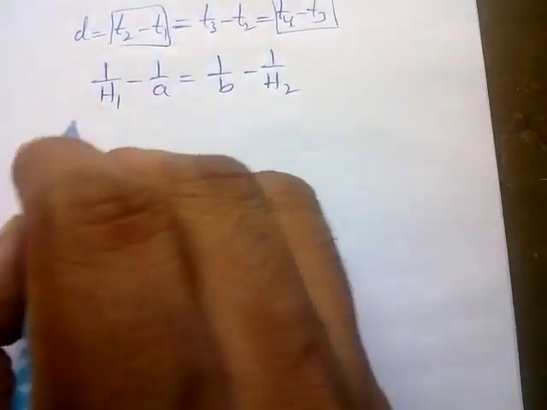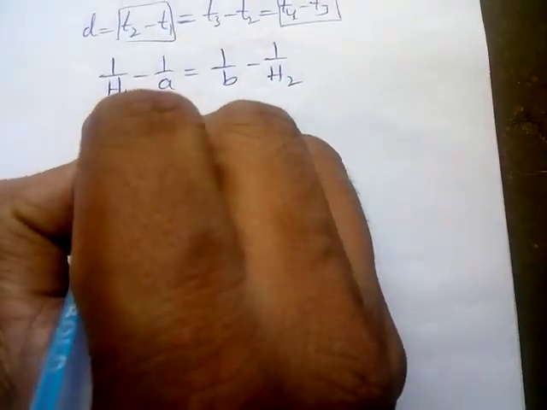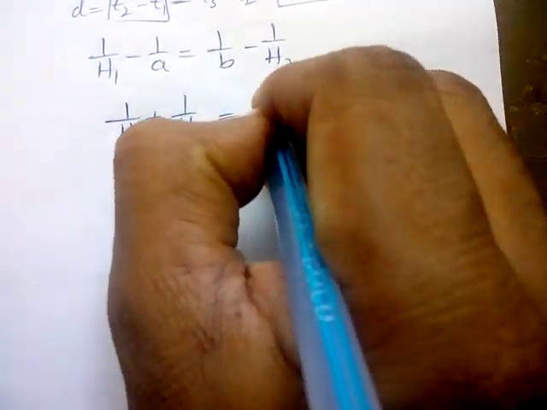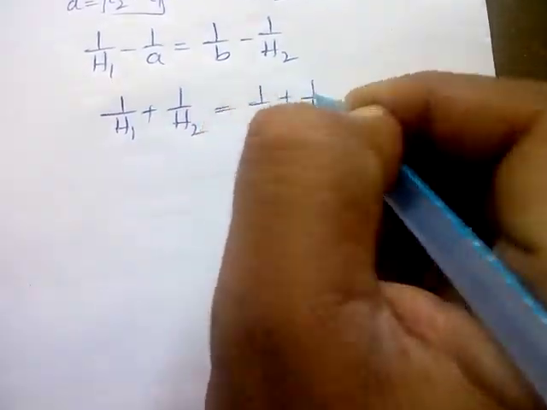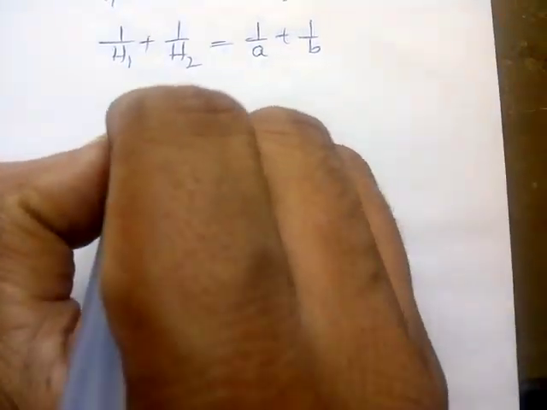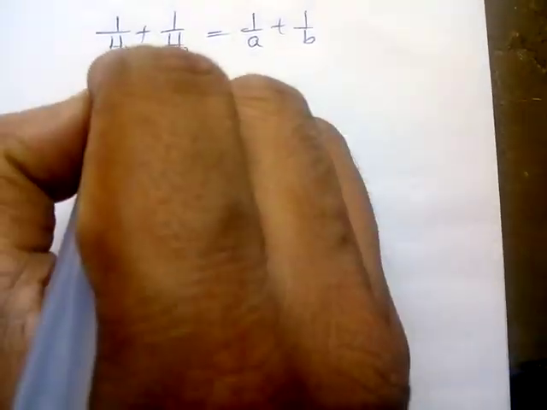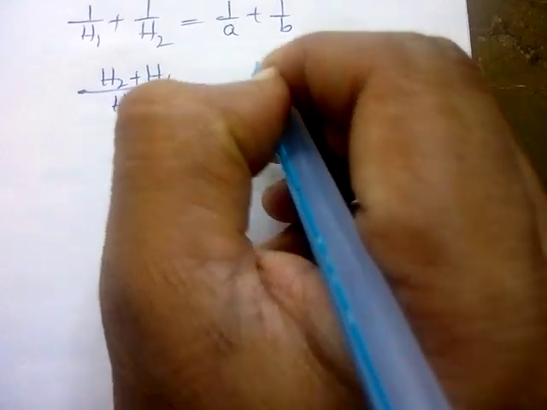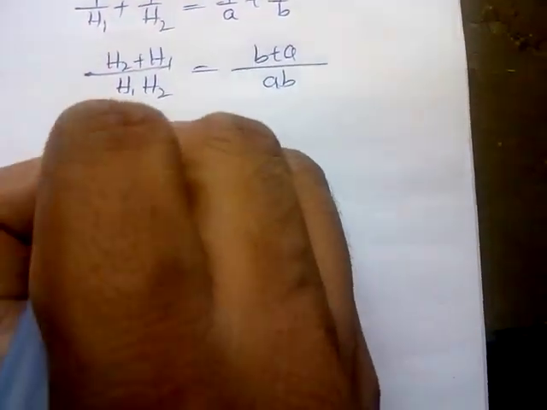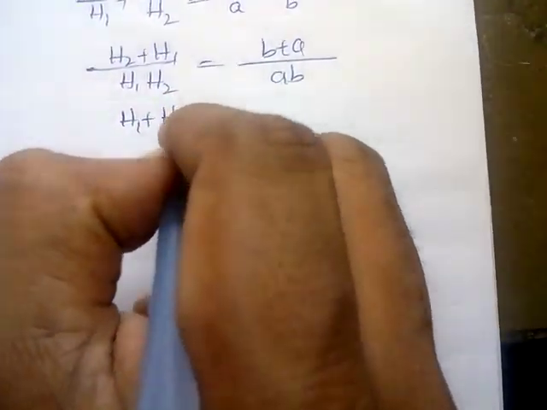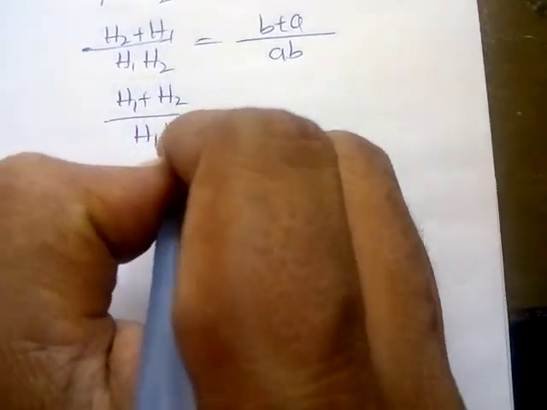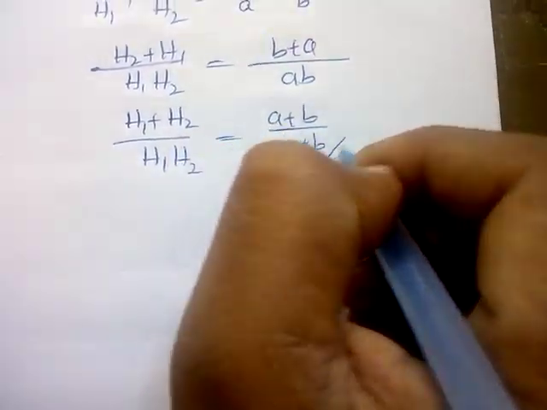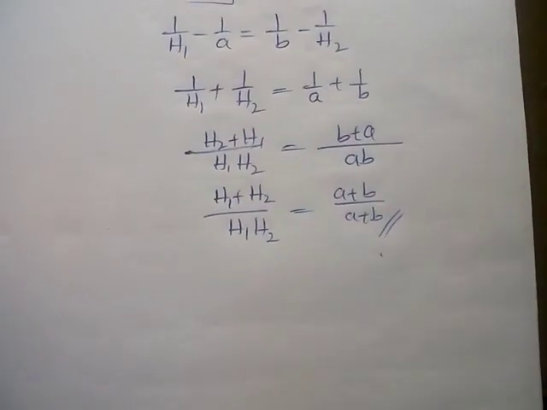So the H terms are transposed to one side and the remaining to the other side. So 1 by H1 plus 1 by H2 is equal to 1 by A plus 1 by B. Take the LCM: H2 plus H1 by H1 H2 is equal to B plus A by AB. So clearly (H1 plus H2) by H1 H2 is equal to (A plus B) by AB. This is the answer, (A plus B) by AB.